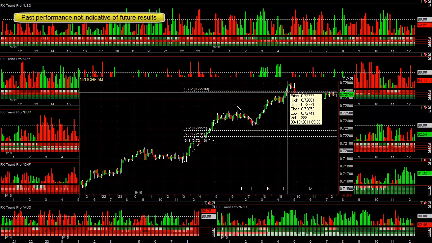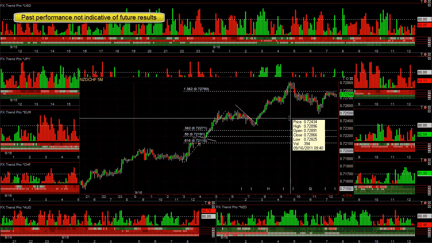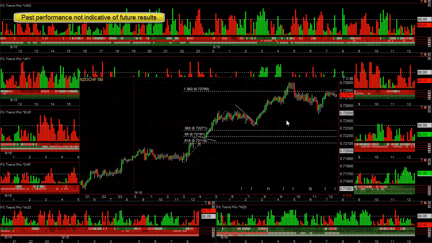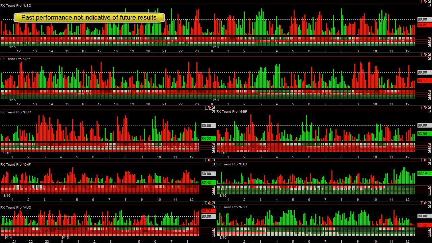And let's say you got out right here at this level, 77. You're in this trade around 12. You made 65 pips while risking 10. And so really that's the key to trading. There's no advanced math involved in the method that you should focus on.